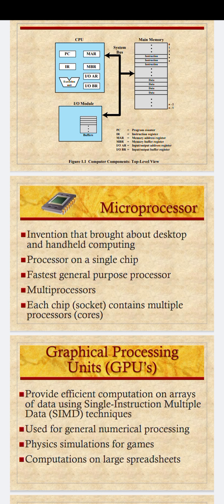And then we have the microprocessor. It is the invention that brought about desktop and handheld computing. The microprocessor is a processor on a single chip, and the fastest general purpose processor. And then we have multiprocessors, where each chip socket contains multiple processors and cores.